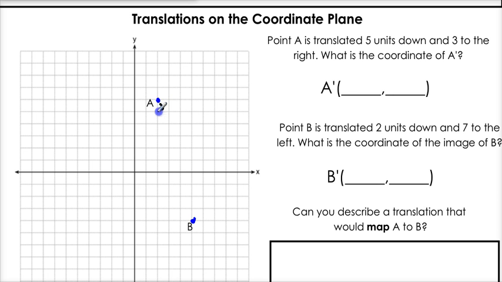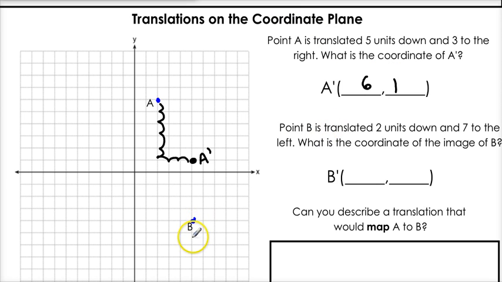So you got to go 5 units down. 1, 2, 3, 4, 5. And 3 to the right. 1, 2, 3. And that's where your new point is. All right, that's A prime. The new point is at, well, let's count it out. 1, 2, 3, 4, 5, 6. Up 1. So that's at 6, 1. Easy. Let's try one more example just in case.